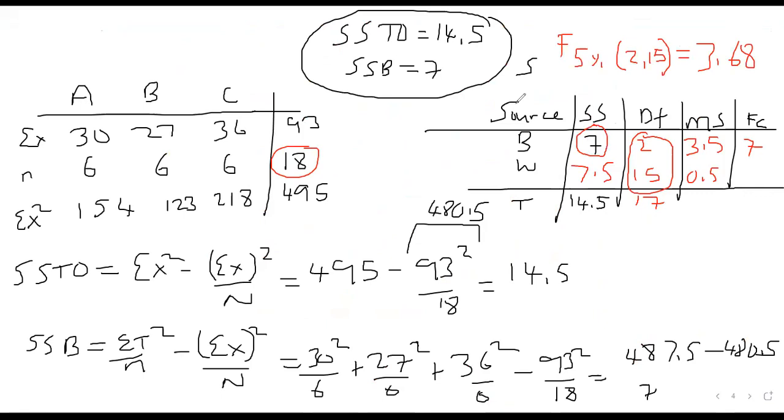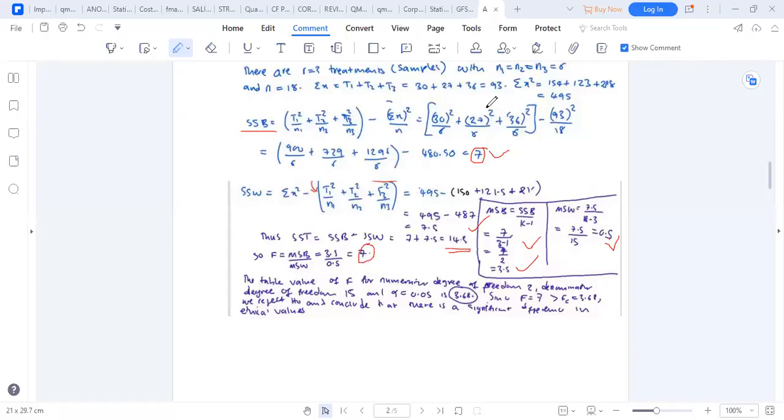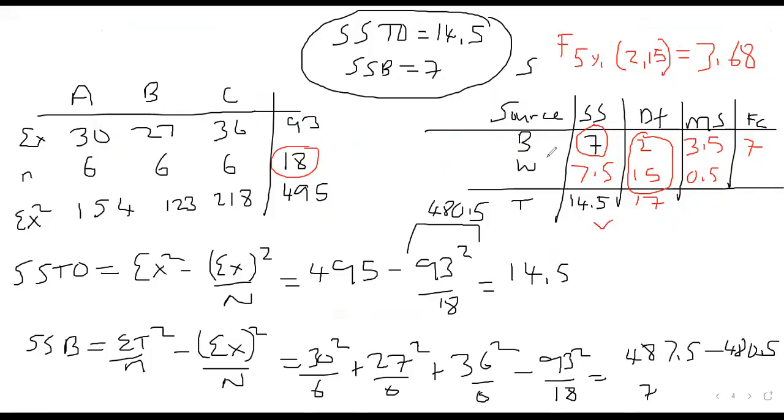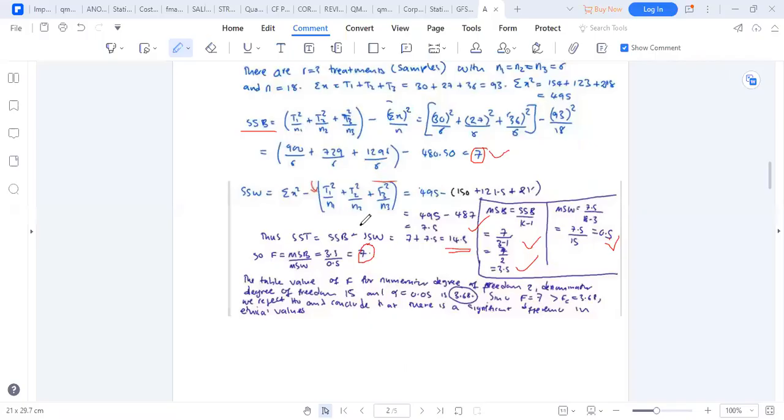Let's go to his computation. Sum of square between 7, correct. We go to sum of square total, 14.5. Is that what we found? Sum of square total, 14.5, correct. Sum of square within 7.5. Let's check, did he find 7.5? Sum of square within 7.5. It's this one here. But where is it in the calculations? It's very jumbled, so it's not very easy to find.